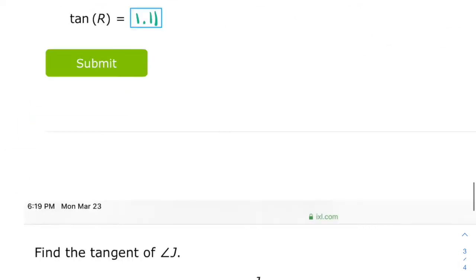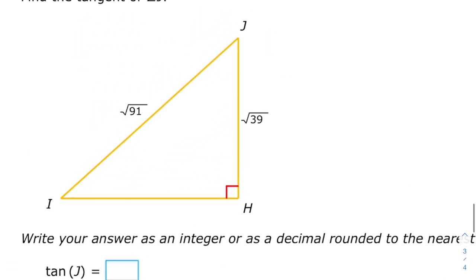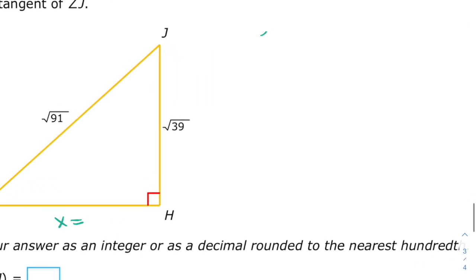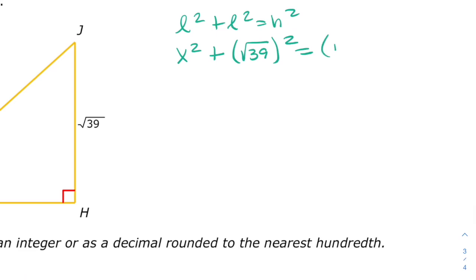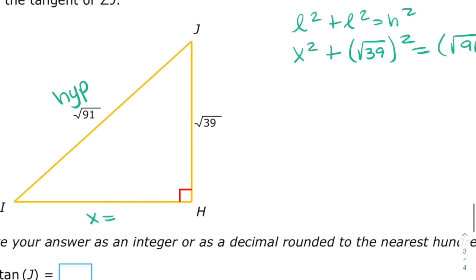All right, I got one more for you. This is kind of the trickiest one because this has radicals in it, but we still have to find this side. We don't know what this side is, right? So I'm going to call it x. I do know that leg squared plus leg squared equals hypotenuse squared. So x squared plus the square root of 39 squared equals, and I'm going to label my hypotenuse, because I should always do that right from the beginning, the square root of 91 squared.